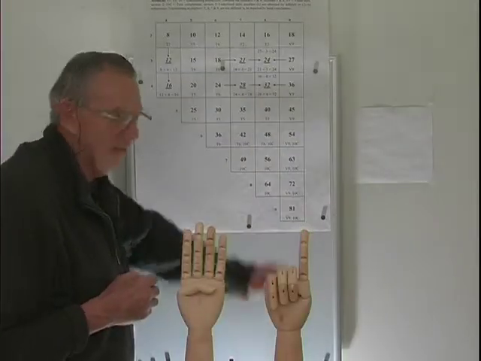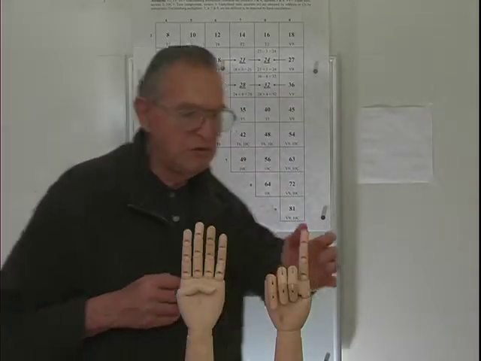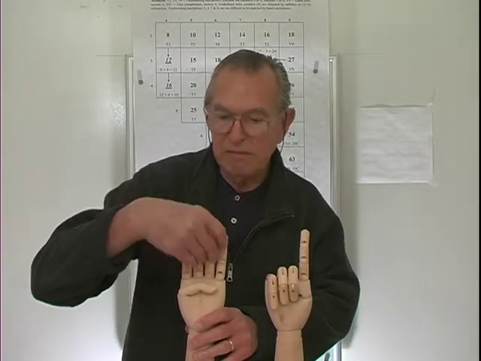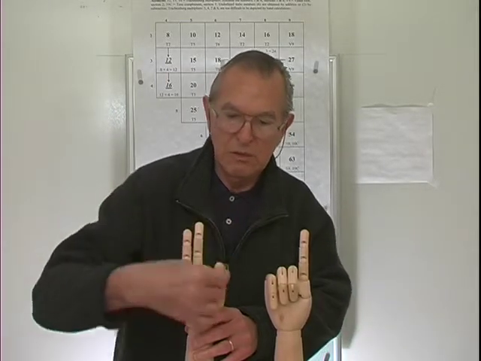8 times 9. This is already 9. And I want to make this an 8. So I want to put those two down. And this represents 9, 10. So this represents 8 times 9.